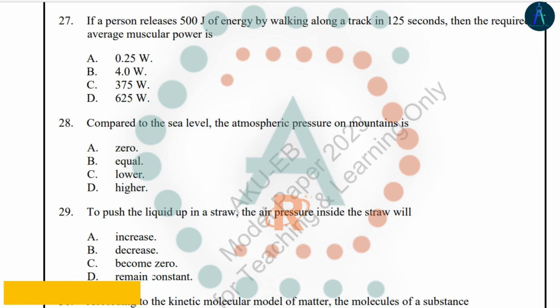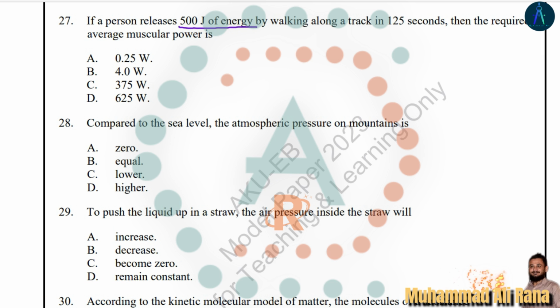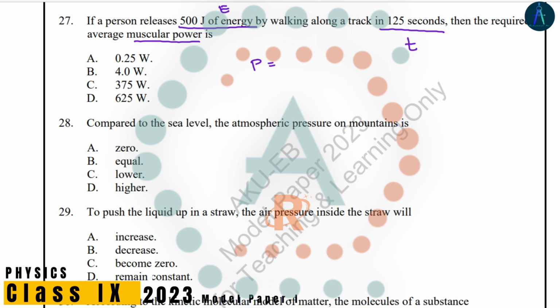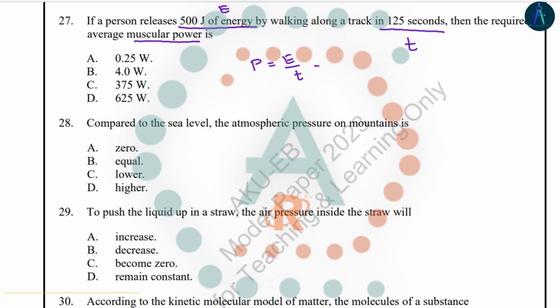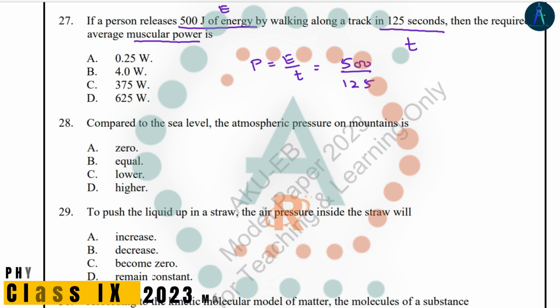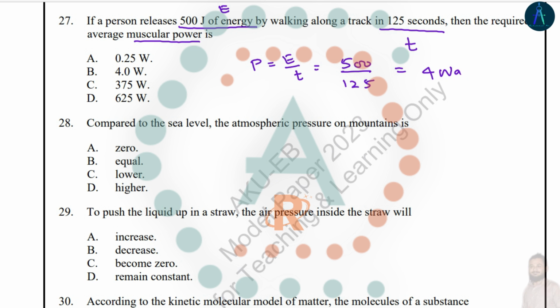If a person releases 500 joules of energy by walking along a track in 125 seconds, so this is energy, this is time, and we have to find the power, muscular power, that is equal to the rate of energy. So the energy is 500 divided by 125. Let's divide 500 by 125. So the answer will be 4 watts. So the correct answer of this question will be option B.